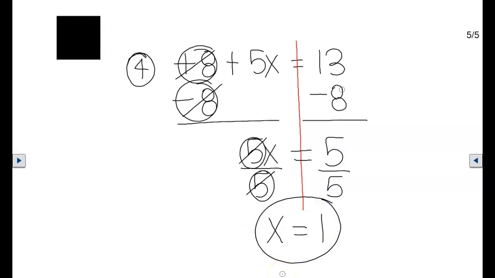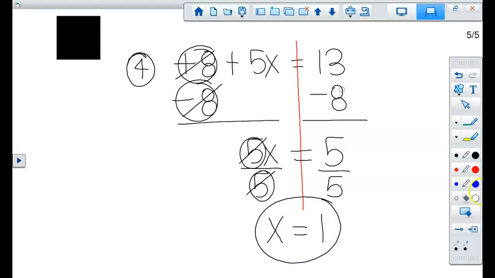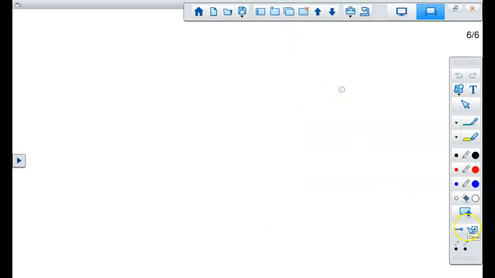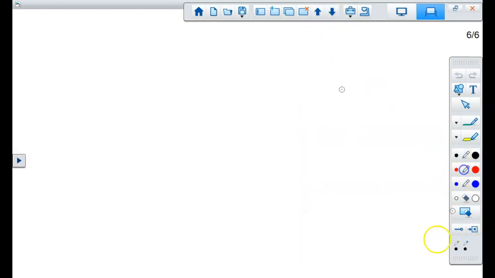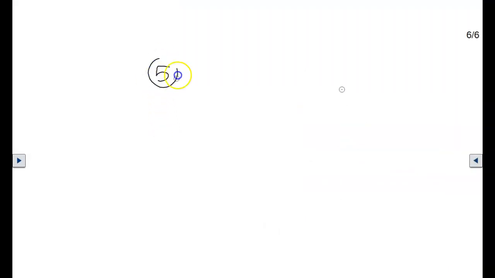So first, notice every single time I look for adding or subtracting, and I undo that first. I'm covering up the variable to help me do that. And then I look for multiplying or dividing second and undo that. So add or subtract first, multiply or divide last. Every single time. All right.